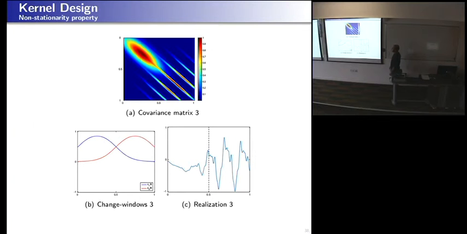In this example, there is more overlapping between the change windows, and the change windows have a soft change. Again, this is the covariance matrix we get using these change windows and the kernel we saw before. And if we draw a realization using that covariance matrix, we get something like this. So we see something that doesn't really have oscillations, but the oscillation begins to increase, and then we get a completely periodic function.